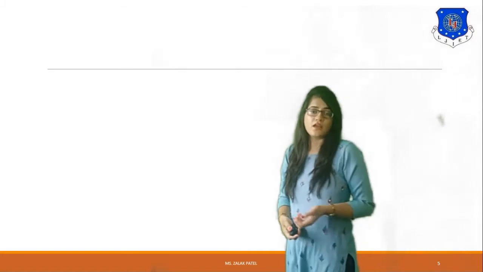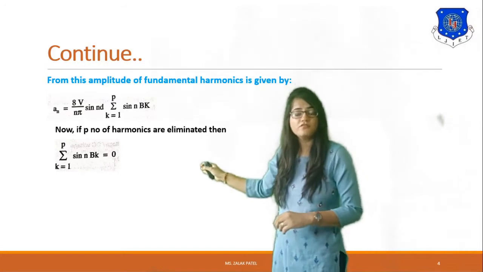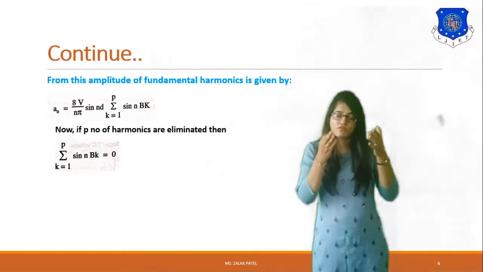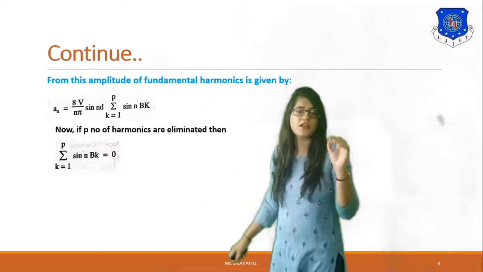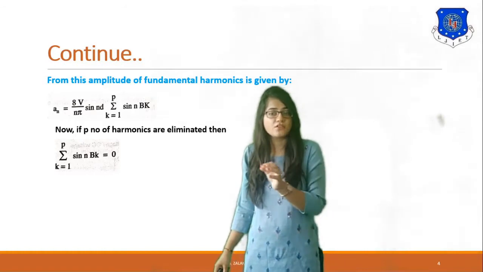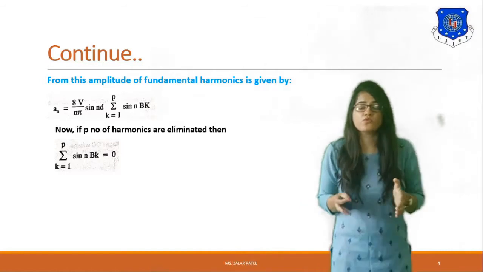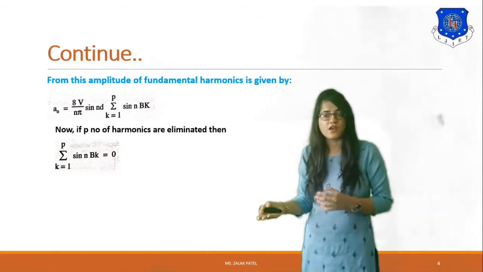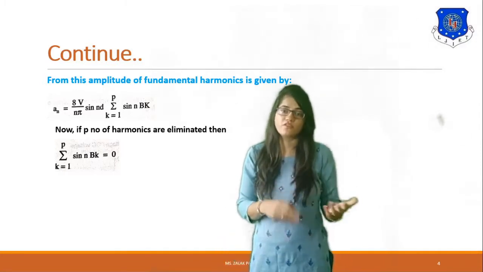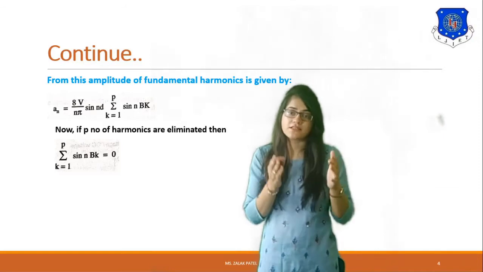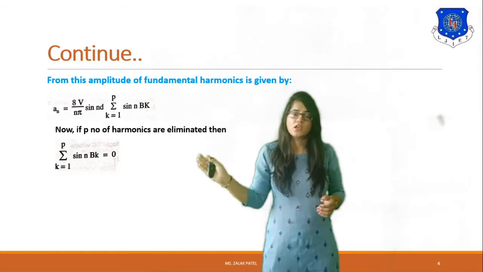Here there is also one possibility: if we want to get the elimination of the third as well as the fifth harmonic, then this last equation can be rewritten like sine of n b3 plus sine of n b5 equal to 0. If we want to remove the third as well as the fifth harmonic, in the same way we can do it for any number of harmonics. If we want to remove the fifth and seventh one, then it can be done by sine of 5b1 plus sine of 7b1 equal to 0.